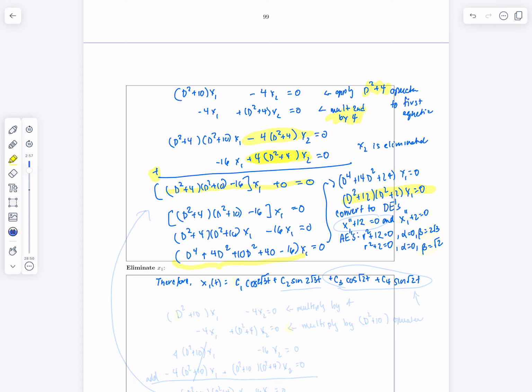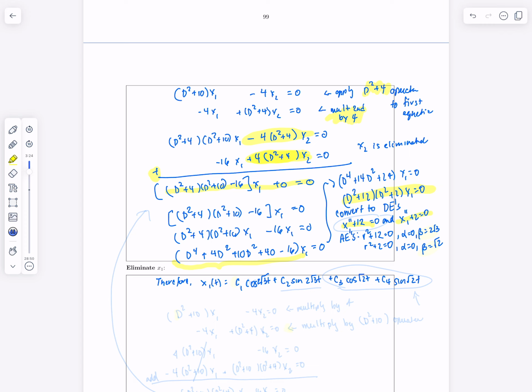Notice how I'm saying applied to x1. It's multiplied in the equation, but its operator is applied to x1. That can be thought of as just the conversion to two different differential equations applied to x1 that must be equal to 0. D squared plus 12 x1 must be 0, and D squared plus 2 x1 must be 0. So that's the equivalent to these two second order linear differential equations.